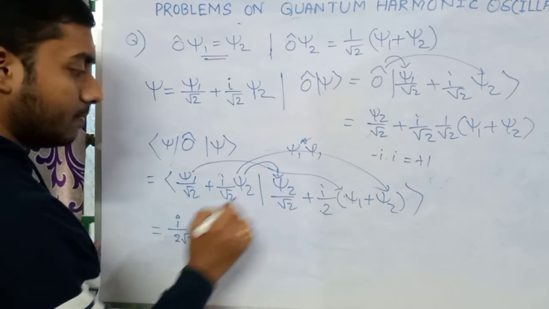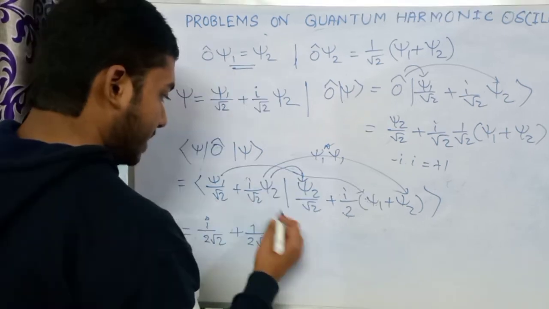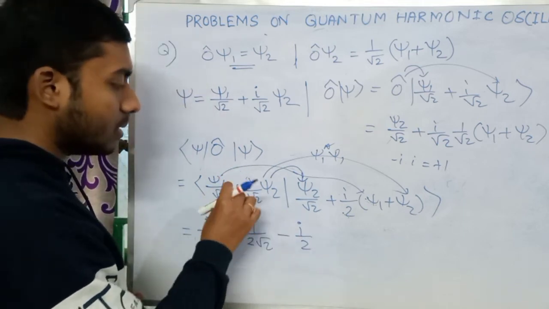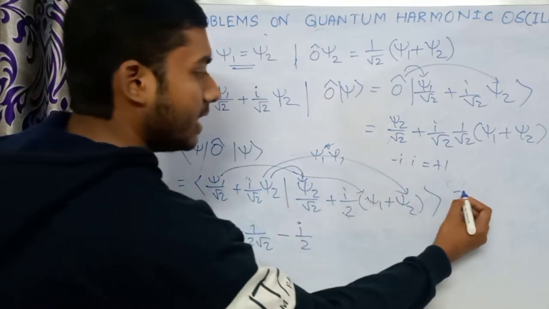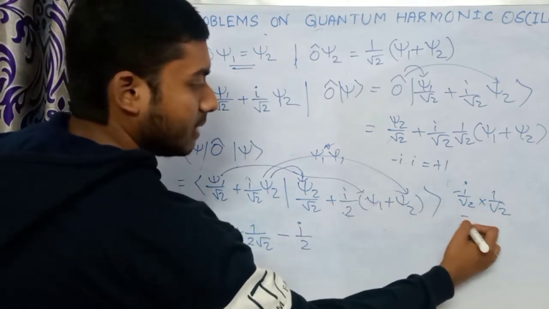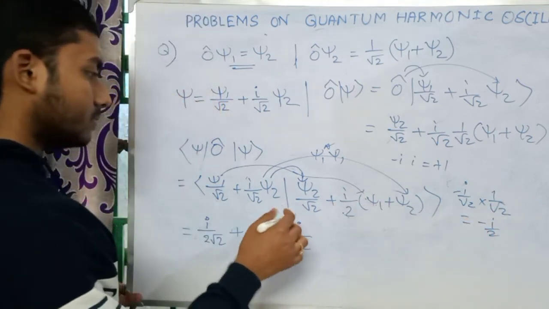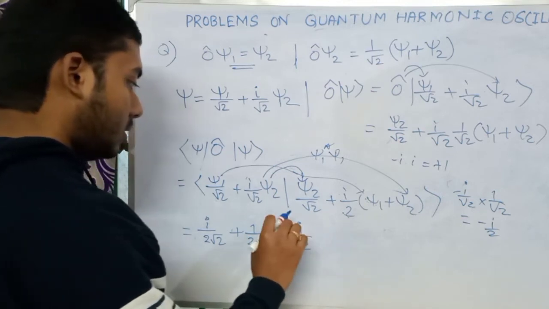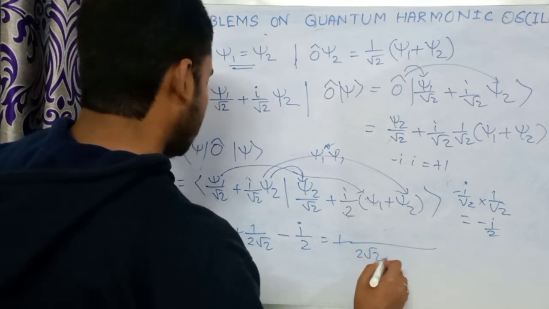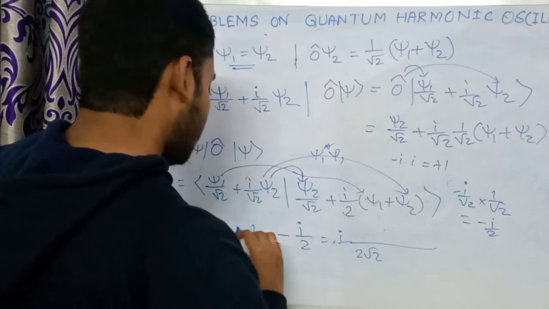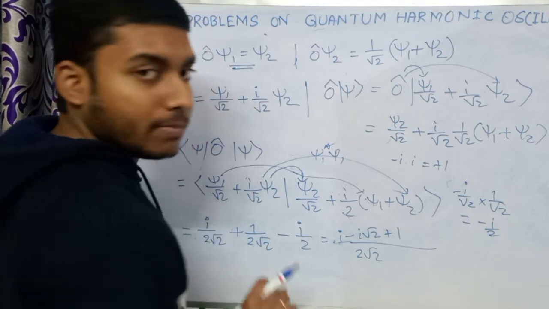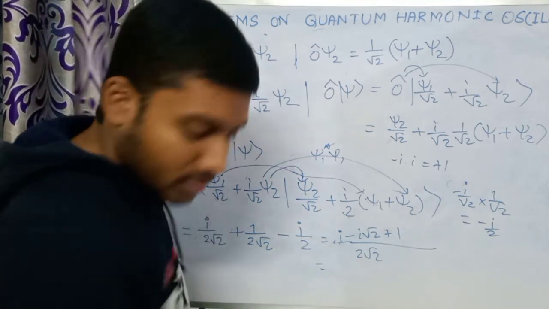Now this will be operated on this, so this will be minus i by 2, as when we complex conjugate, this will be minus i by root 2, so minus i by root 2 into 1 by root 2 into this, right? 1 by root 2, that means minus i by 2, so minus i by 2, and there will be 1. So okay, now when we rearrange this, 1 by 2 root 2 into i minus i root 2 plus 1, right?